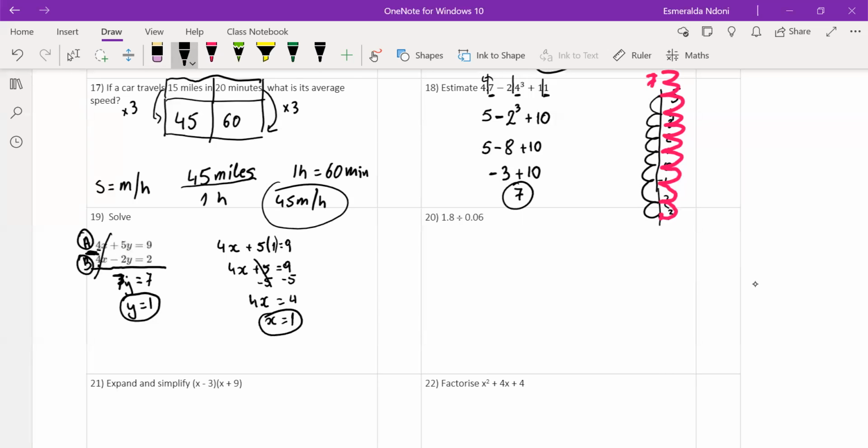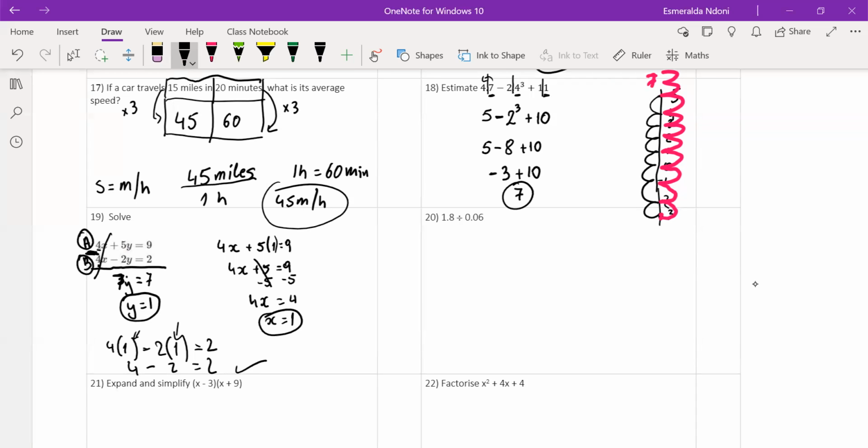I found both values, and I do the last thing by checking my values in equation B to make sure that I'm correct. So my B says 4 1s take away 2 1s. This is x, I'm substituting. This is y, I'm substituting the values that I found. This must give me a 2. So 4 take away 2 gives me a 2. So I know that I have done this question correctly.